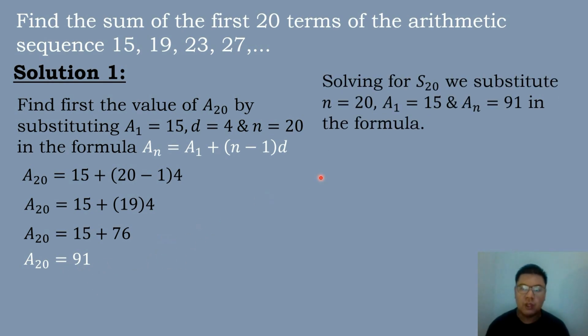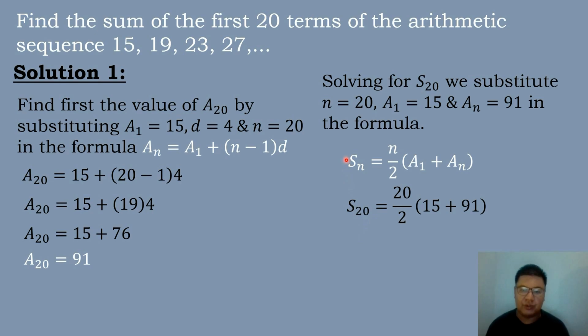After that, we will use the formula of the series. So we have the following values: n is equal to 20, a sub 1 is equal to 15, and the value of a sub n is equal to 91. So we can use the formula for the arithmetic series S sub n is equal to n over 2 times the quantity of a sub 1 plus a sub n.